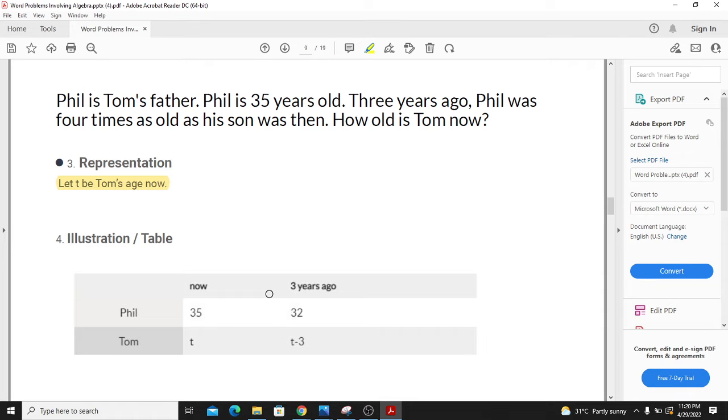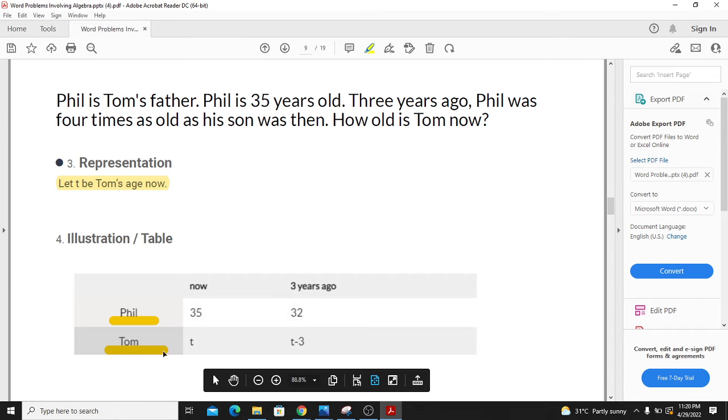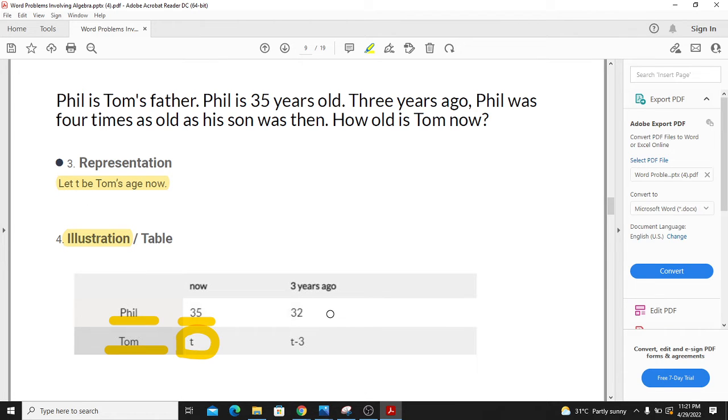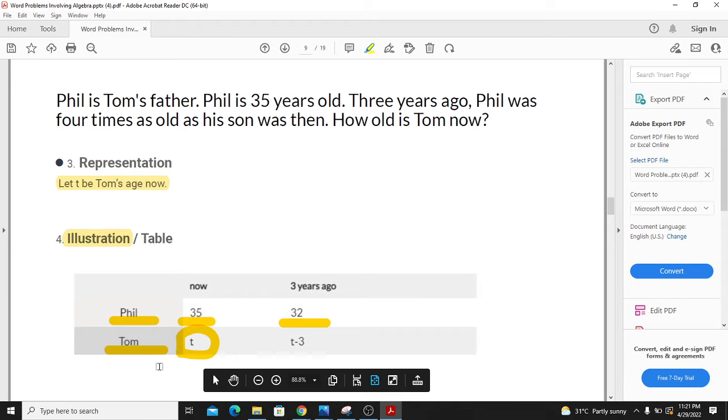For age problems, for us to be able to create an equation, it will be much easier if we come up with a table. So we have here Phil and then Tom. We know that their age now, Phil is 35, and Tom now we will represent as t. We get this from our representation. And then 3 years ago, Phil was 35 minus 3, which is 32. So for Tom 3 years ago, t minus 3. We just subtract 3.